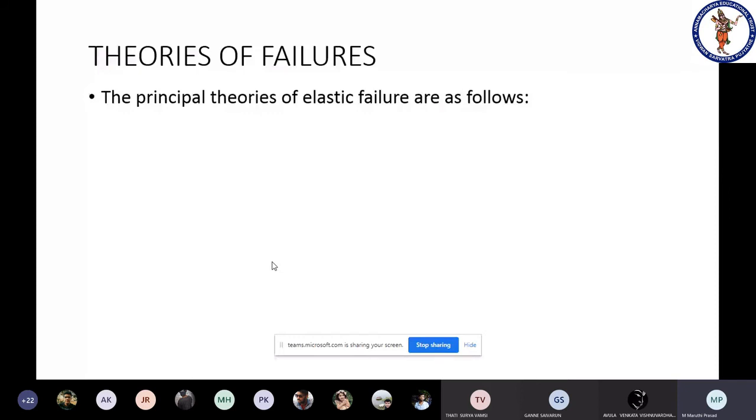That's why people should know about the failures of a component, how the component is failing. Already we have discussed that a component can fail by elastic failure, by yielding, and by fracture, all sorts of failures. Now there are so many theories of failure. How did these come into the picture? These theories of failure were proposed by various people when a component is subjected to different loading conditions, right?